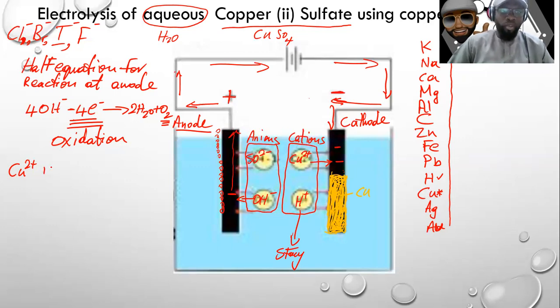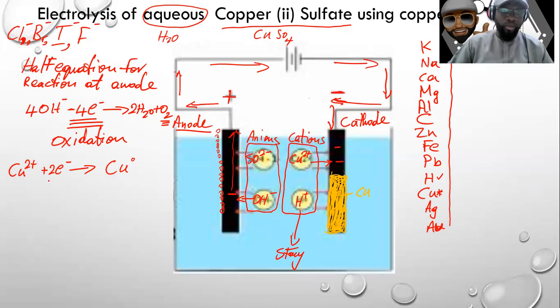It will accept 2 electrons, 2 negatively charged electrons. That will neutralize the 2+ charge there. So 2 minus will neutralize the 2 plus there. So you will have a copper atom being formed with 0 charge. Atoms, as you know, have 0 charge. Of course, atoms will be bonded together by metallic bonds to form the metal copper at your cathode.